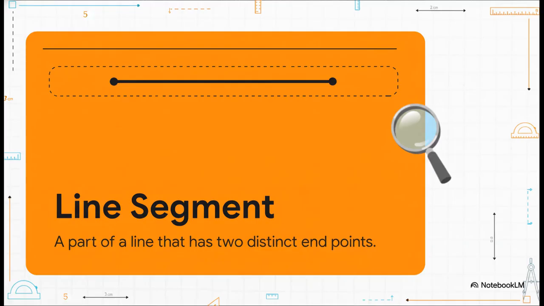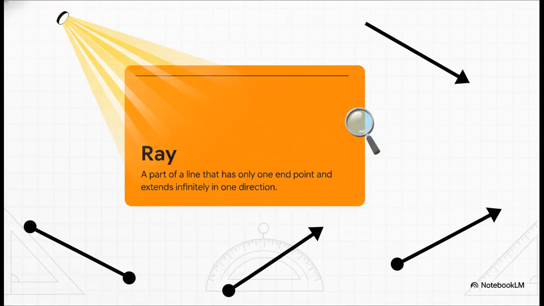Okay, first up, a line segment. Super simple. It's got a clear beginning and a clear end. You can actually measure this thing. Next, we've got a ray. Now, this is different. It has a definite starting point, but then it just goes on forever in one direction. The absolute best way to think about this is a beam of light from a flashlight. It starts at the bulb and just keeps on going.